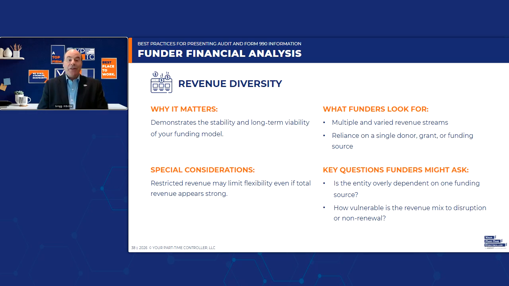Revenue diversification means how stable and viable our funding model is over the long term. So having that diversity in revenue across multiple sources helps funders feel more confident about the organization's resilience, what it can withstand. Specifically, they're looking for multiple or varied revenue streams, not leaning too heavily on one single donor, one single grant, or one single funding source. That's a concentration that's probably going to raise some eyebrows.